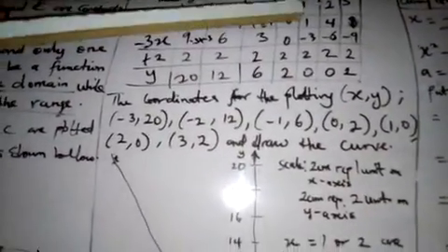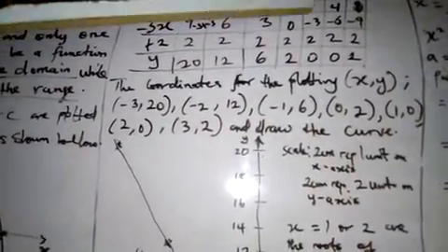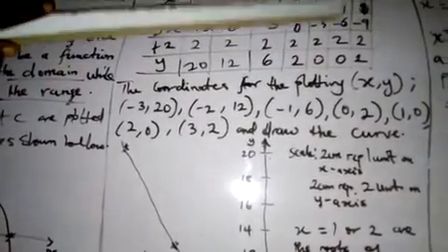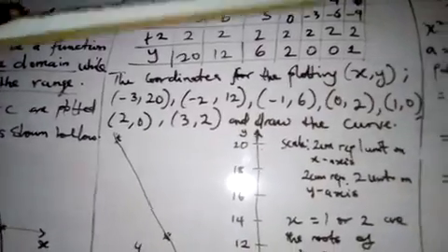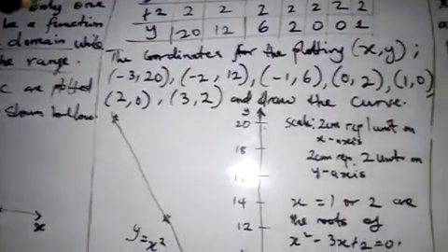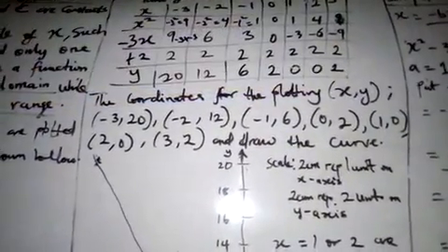1 minus 3 will give you -2. -2 plus 2 will give you 0. 4 minus 6 will give you -2. -2 plus 2 will give you 0. And 9 minus 9 will give you 0. 0 plus 2 will give you 2.